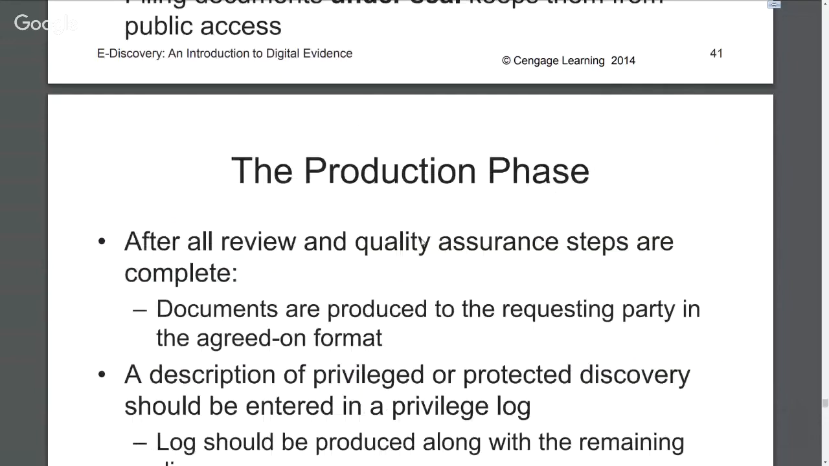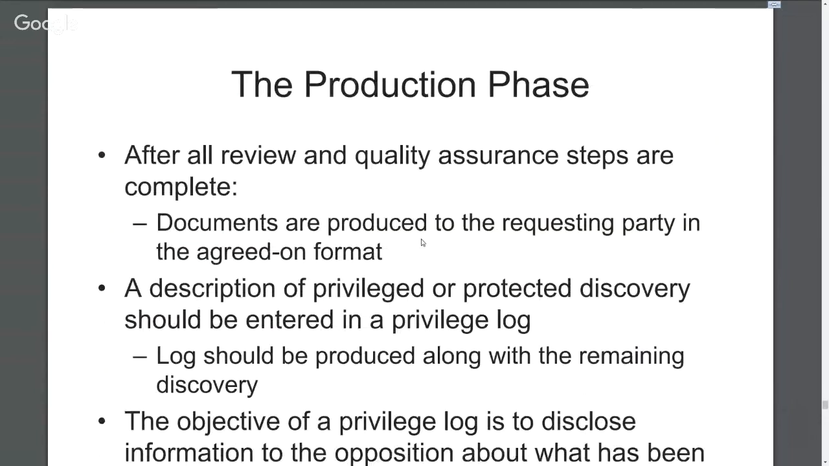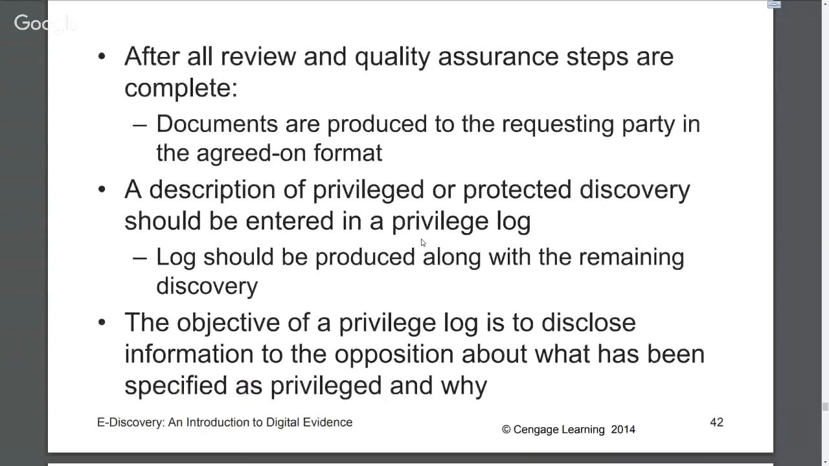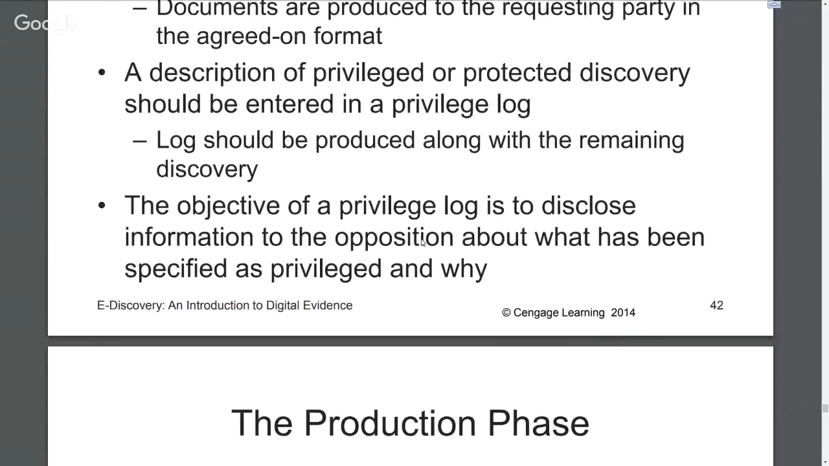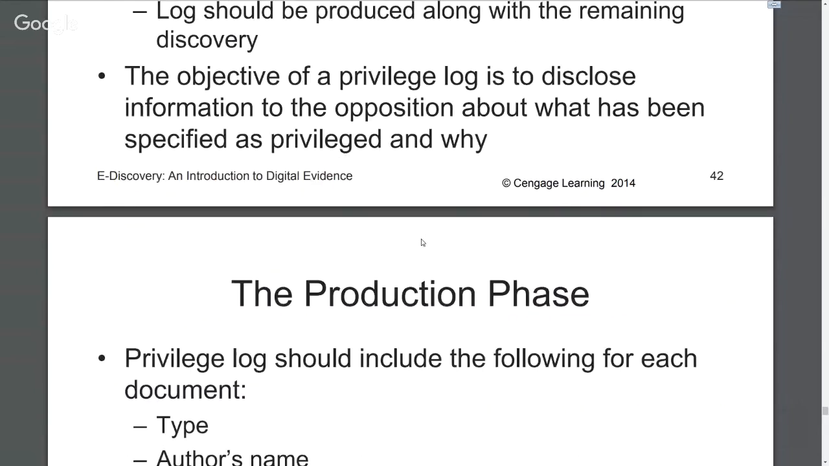After all review and quality assurance steps are complete, documents are produced to the requested party in the agreed upon format. A description of privileged or protected discovery should be entered in a privilege log. A log should be produced along with the remaining discovery. The objective of a privilege log is to disclose information to the opposition about what has been specified as privileged and why.